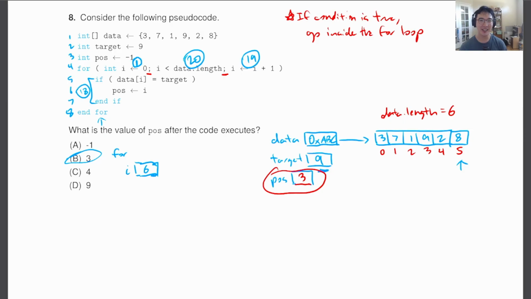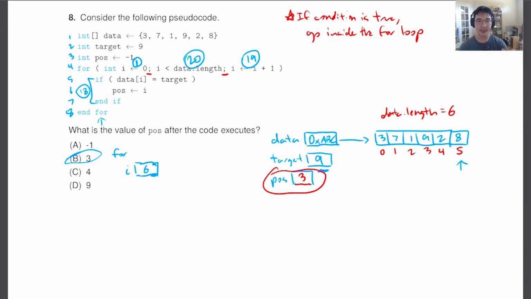So question 8 really made sure that you understood, do you know how a for loop works? Do you know how an array works and how the indices work as well? So before the exam, make sure you really are comfortable with those two concepts.